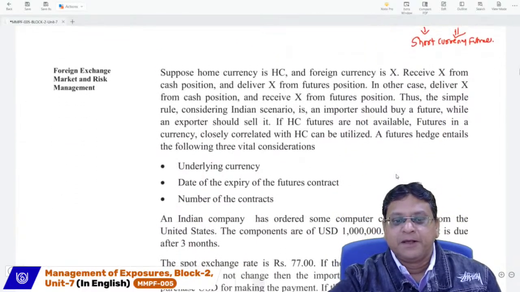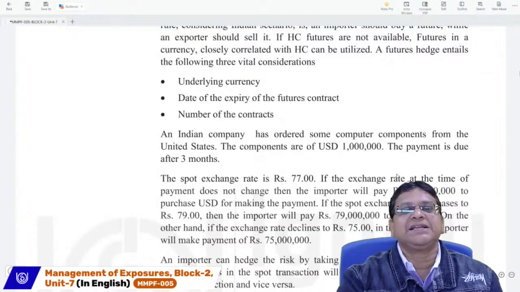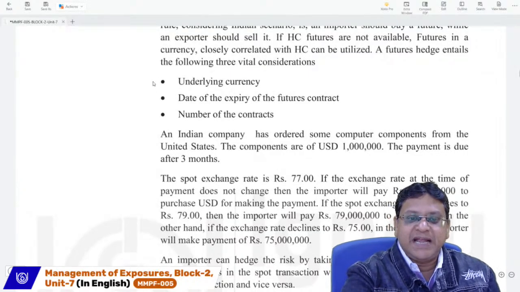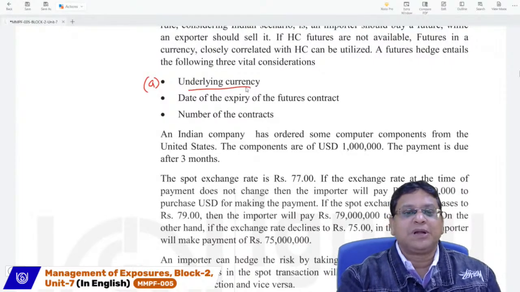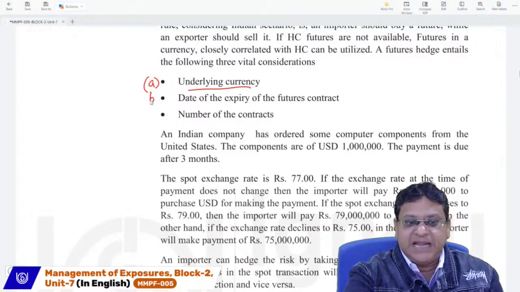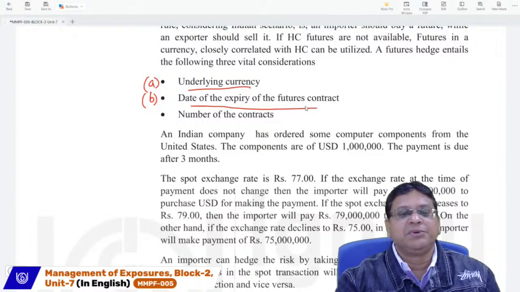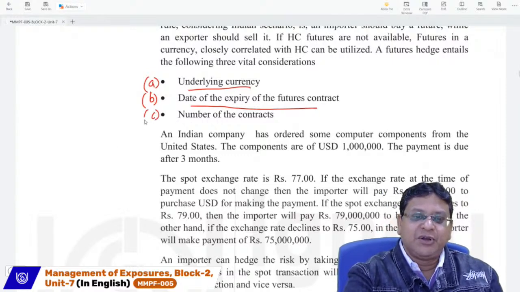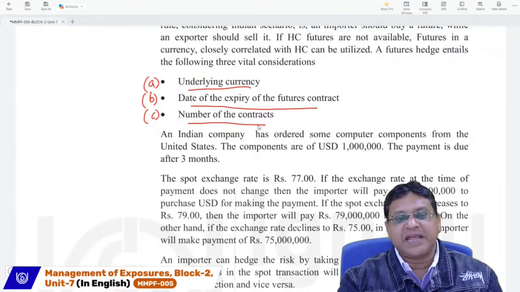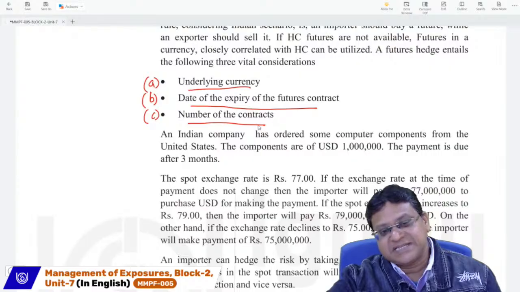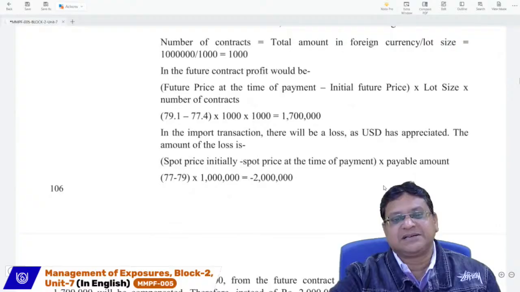Next one is, while using futures, you have to understand regarding three things. First, you have to decide the underlying asset, which future you will buy, what will be the underlying asset. You have to decide the date of expiry of the future, which month future you will buy, and you have to decide the number of contracts you have to buy, how many contracts you will take exposure to reduce your risk. That is regarding hedging with foreign currency risk. Okay.